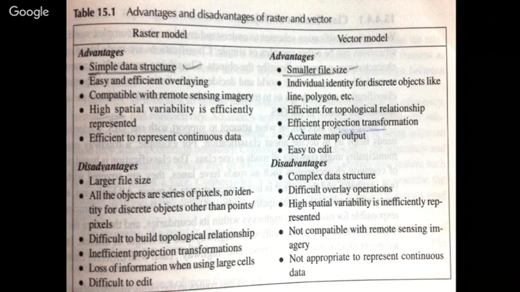It also has some disadvantages. The complex data structure: the data structure becomes very complex. Overlay operation is difficult; it is very difficult to overlay in the vector model. High spatial variability is inefficiently represented, it is not compatible with remote sensing imagery, and not appropriate to represent continuous data. It mostly represents discrete data and can't appropriately represent continuous data.